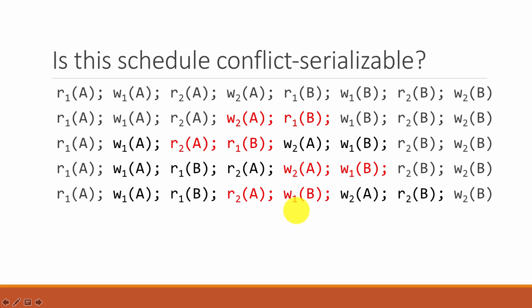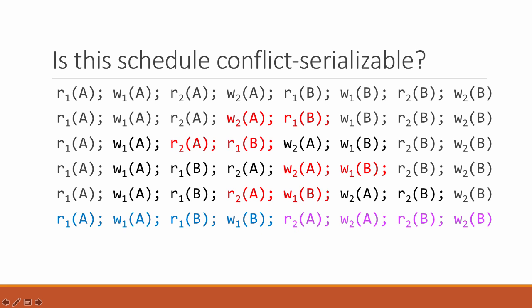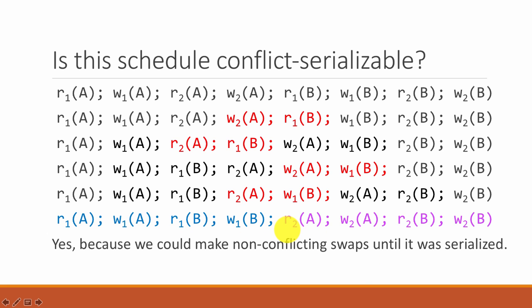Hey, do these matter? I'm reading from A and writing to B. Am I allowed to make this swap? Sure. And hey, look, I've converted this schedule into this schedule, and this schedule is a serial schedule. This is a serial schedule, which means that this original schedule and really every schedule in between are conflict serializable. I can do these sorts of swaps and eventually get to a schedule like this. All right. So once again, is this schedule conflict serializable? Yes, because there was a sequence of non-conflicting swaps that I could have done to make it serialized.